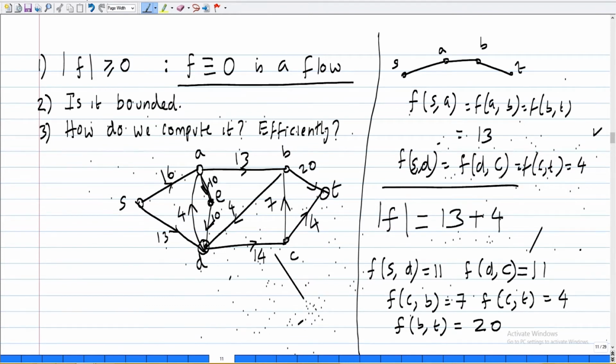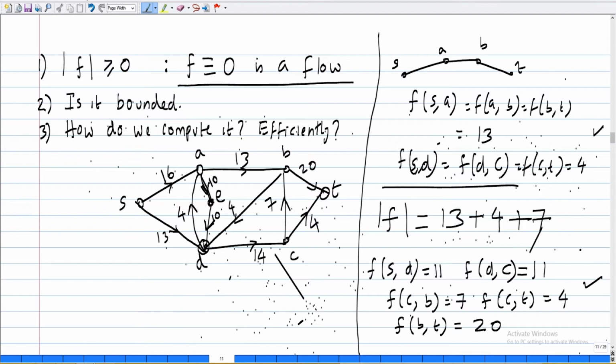So this flow that I have written here and this flow that I have written here are different, though I have used the same name, right? Now the flow below, right, that's going to become plus a 7, right? So it's 24. Can you increase this further?